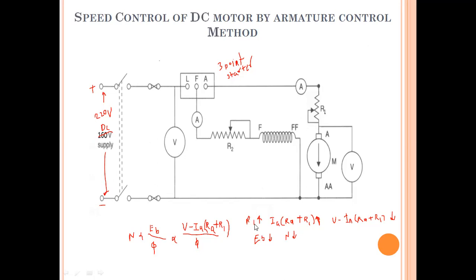Now, when R1 increases, this is the relation: N is proportional to EB by phi. EB will be given as V minus IA into RA plus R1, upon phi. So when R1 increases, this drop IA into RA plus R1 increases, so V minus IA into RA plus R1 decreases, because if this drop increases, the complete value will decrease, and this complete value is nothing but the EB. So EB decreases, and speed is directly proportional to EB, so speed will decrease.